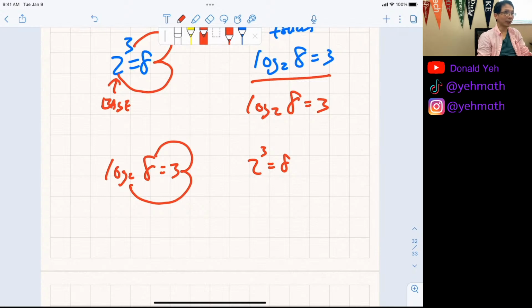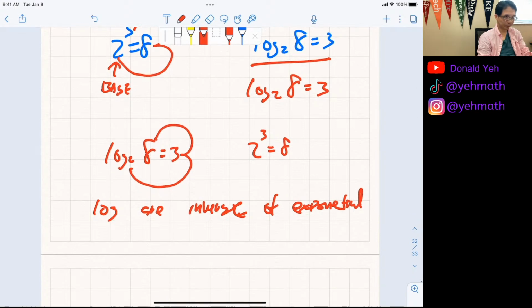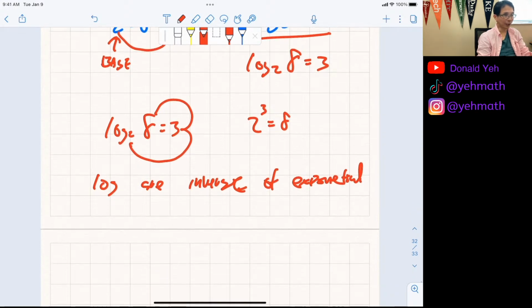So what is log eventually? Logs are inverse of exponentials. Logs are inverse of exponentials. They're inverse to each other.